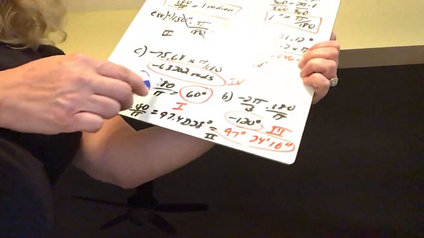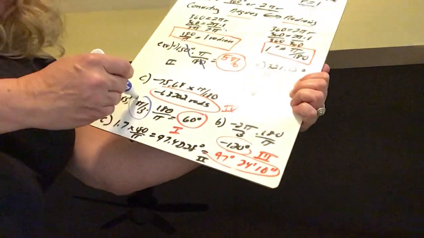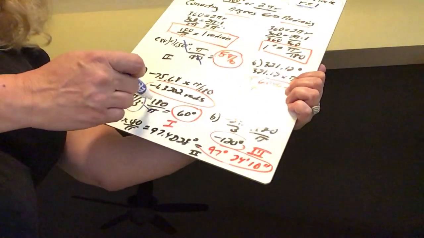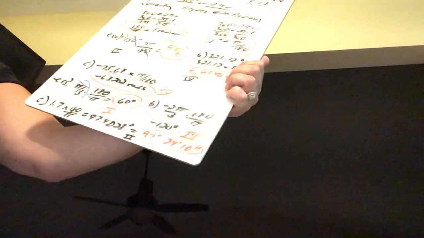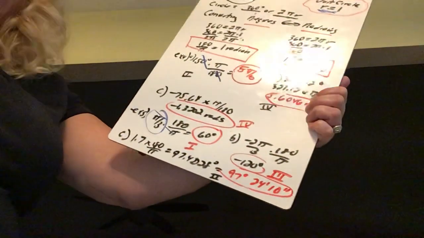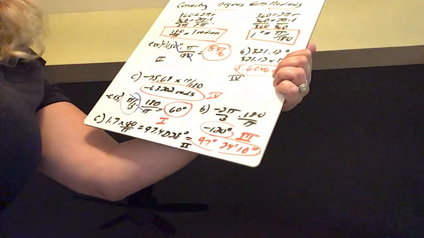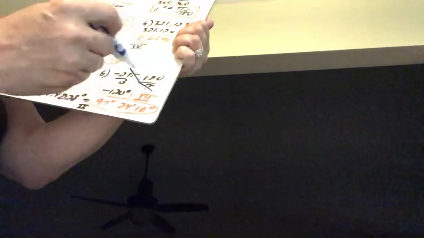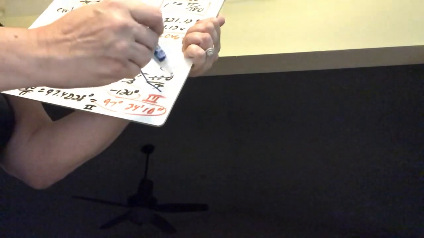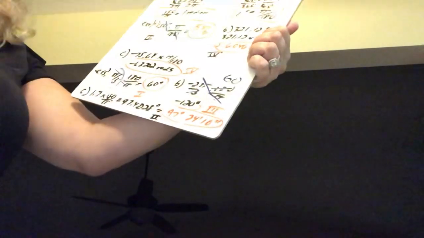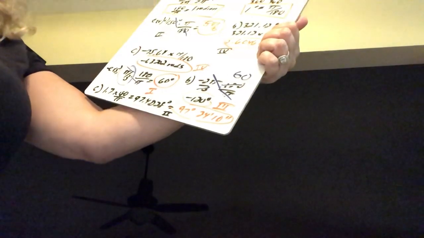I'm going to be multiplying by 180 over pi. So my pi's reduced. 3 goes into 180 60 times. So 60 degrees is the same thing as pi over 3. That is in quadrant 1. Okay, negative 2 pi over 3 multiplied by 180 over pi. My pi is reduced. 3 goes into 180 60 times. We get negative 120 degrees, which is quadrant 3.